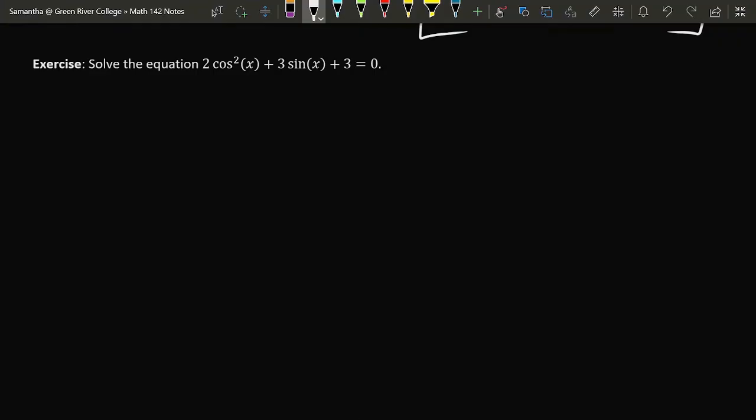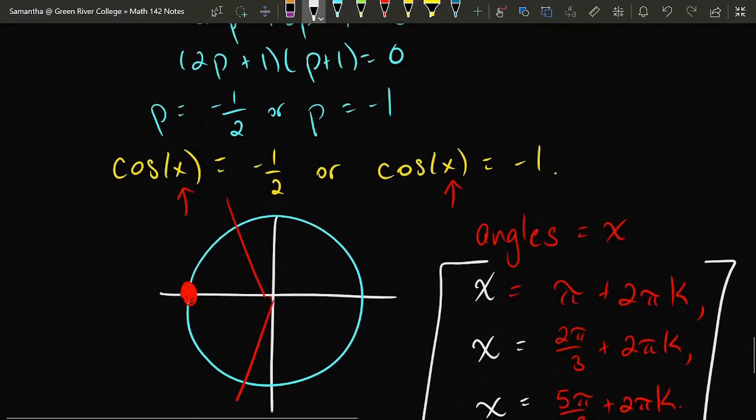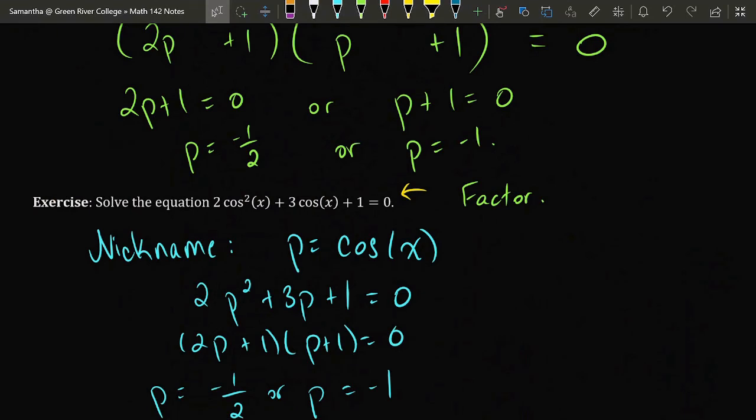Let's conclude today's video with one final example. At first glance, this problem might seem fairly similar to the one before, because we have an equation that has a trig function squared plus a plain trig function plus a constant. And that was pretty similar to what we had in the previous example with 2 cosine squared plus 3 cosine plus 1 equals 0.